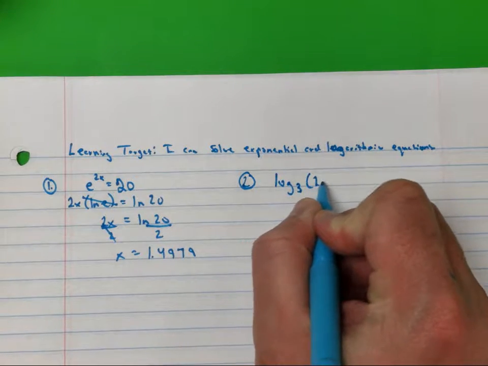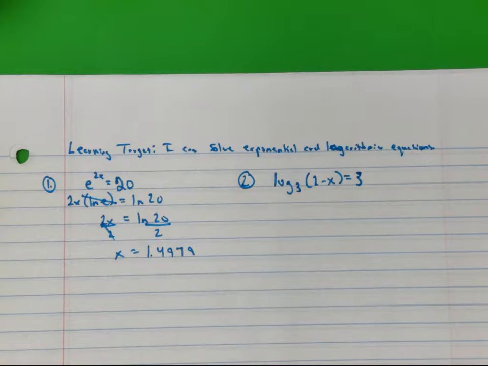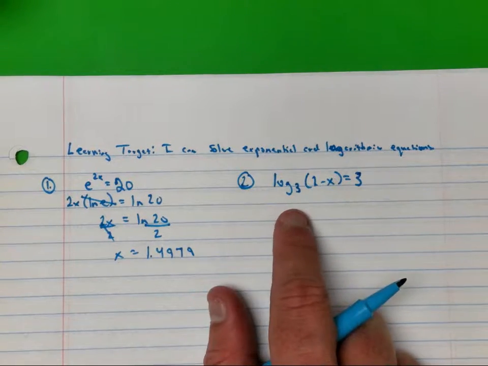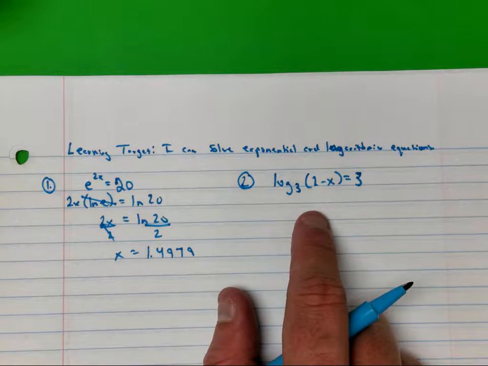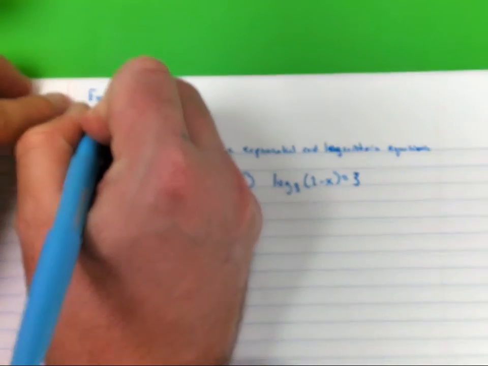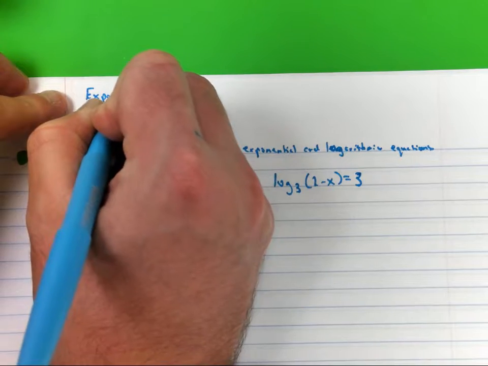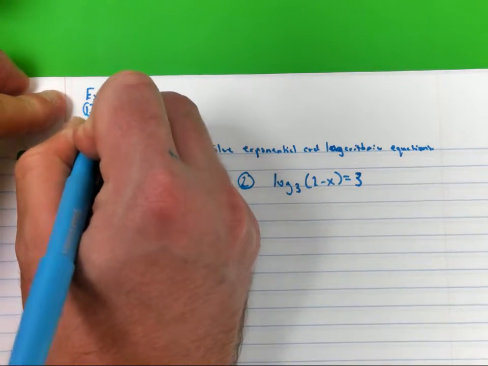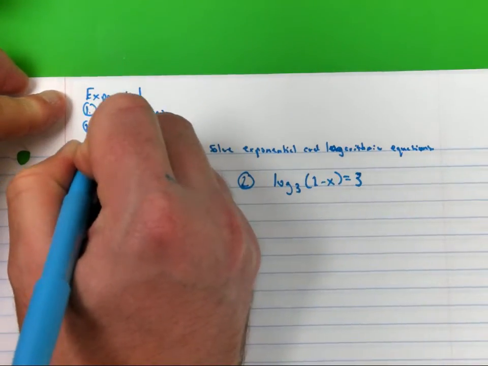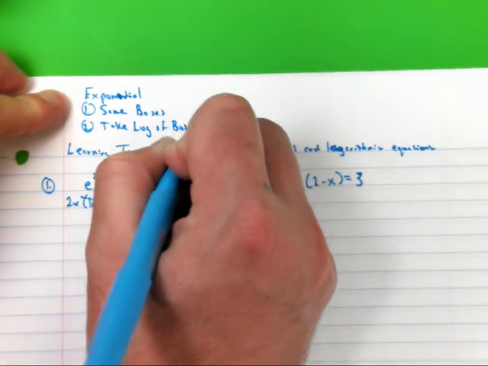Log base 3 of 2 minus x equals 3. First thing, this is our logarithmic equation. You know that by the word log is in the problem. Now you have two strategies for logs. Okay? I'm going to write these up here. Exponential: same bases, take log of both sides.